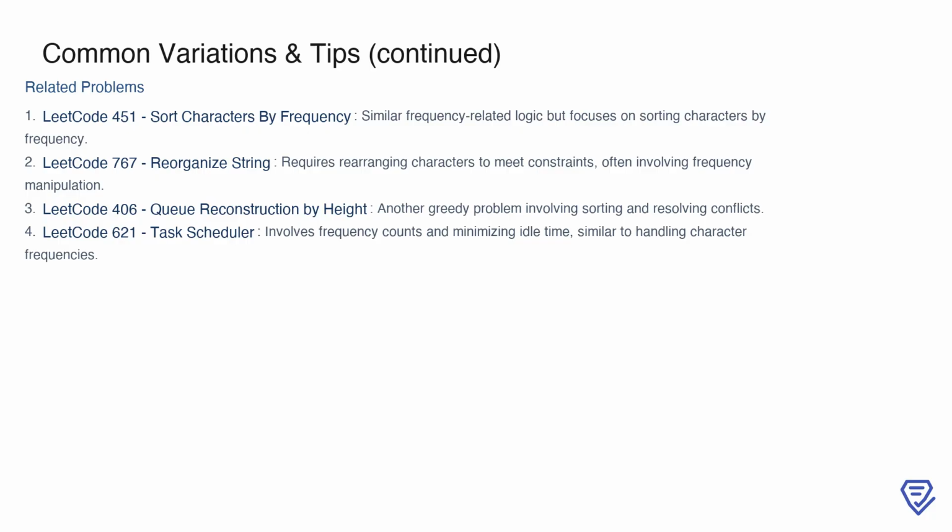Another related problem is LeetCode 406, Queue Reconstruction by Height, which is a greedy problem that revolves around sorting and resolving conflicts. Finally, LeetCode 621, Task Scheduler, uses frequency counts to minimize idle time, following a similar approach to handling character frequencies effectively. Studying these problems can help you recognize patterns and apply similar strategies across different scenarios.